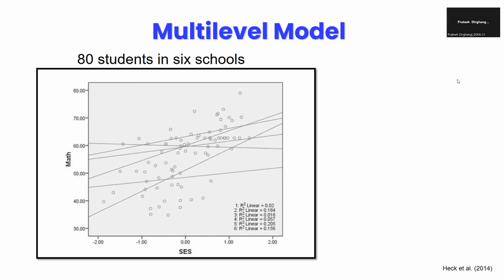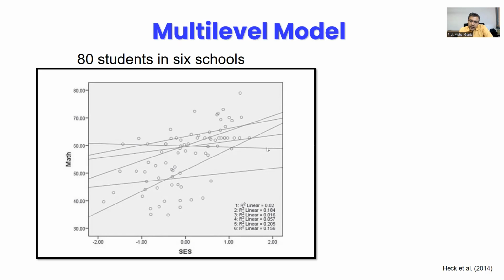Some schools, the math and SES are not that related, and in some schools they are very highly correlated. Yes, very good observation. What Pratik is telling us is that in some schools you are seeing a positive line, and in some schools you are seeing a steeper line. And very interestingly, look at this line: here, as socioeconomic status is increasing, math score is actually coming down.